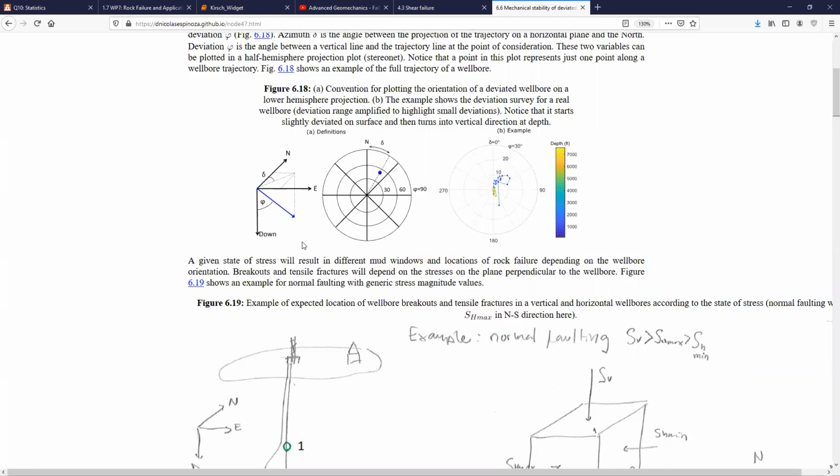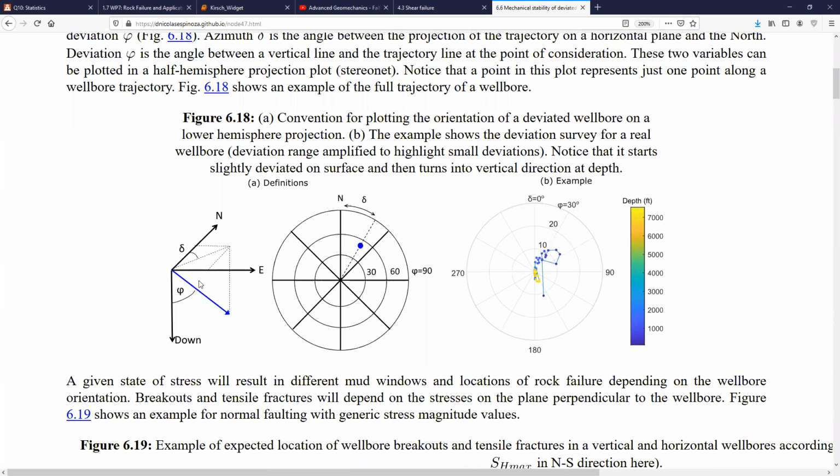In this convention, we can isolate a given section of the wellbore. Notice this is not the wellbore, okay? This is just a section or a segment along the wellbore, and any segment along a wellbore is going to be a line in 3 dimensions, and you can characterize it by 2 angles: the azimuth and the deviation. And you can plot that three-dimensional orientation in these lower hemisphere projections where the deviation goes from 0 to 90 from the center to the edge of this circle, and the azimuth goes from 0 to 360 degrees, where the azimuth is the angle between the projection of this line on the horizontal plane.